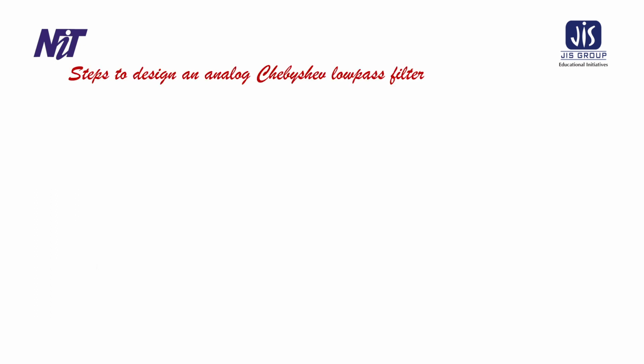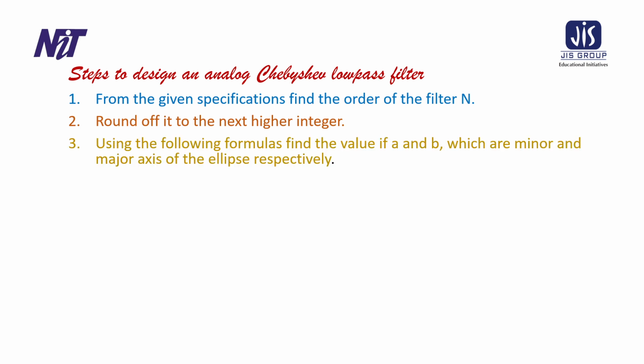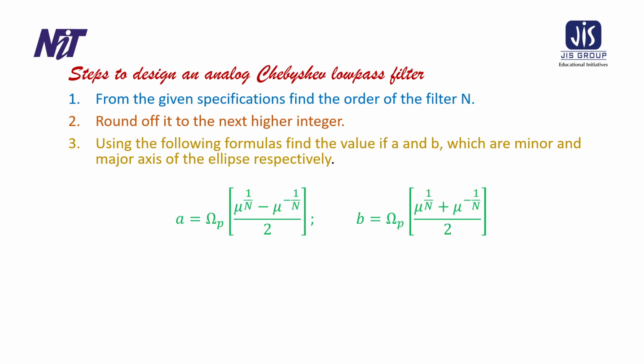Today, we start with the steps to design an analog Chebyshev low-pass filter. Step 1: from the given specification, find the order of the filter n. Step 2: round it off to the next higher integer. Step 3: using the formulas, find the values of A and B, which are the major and minor axes of the ellipse respectively.